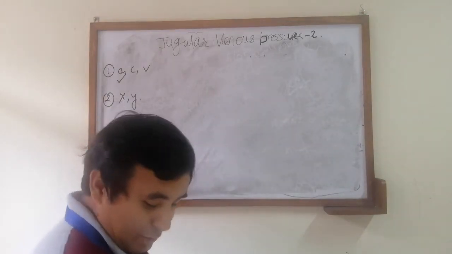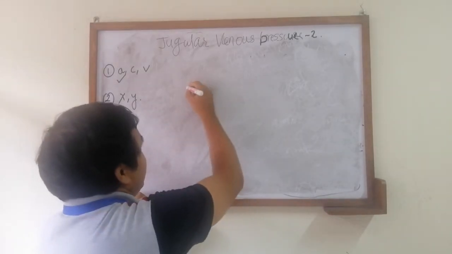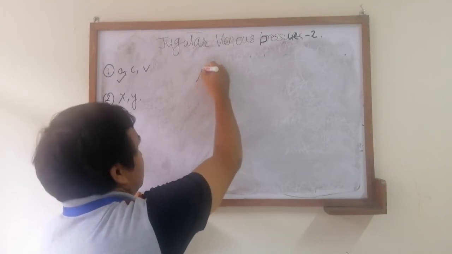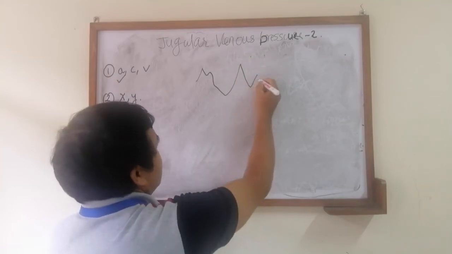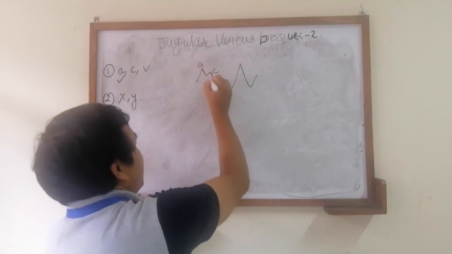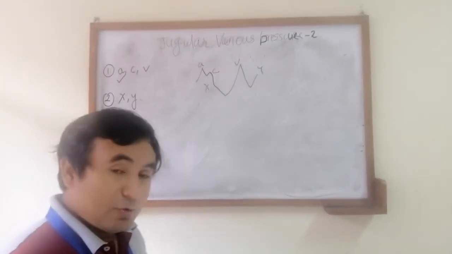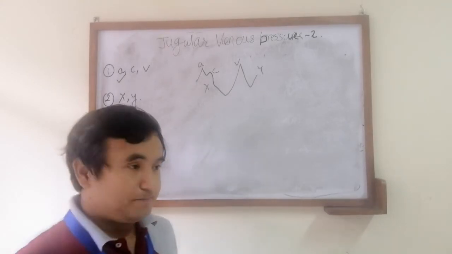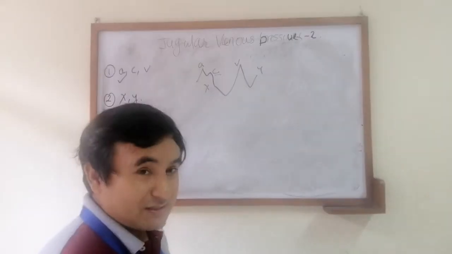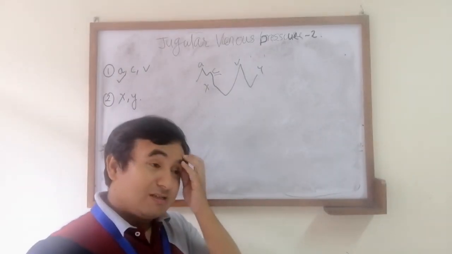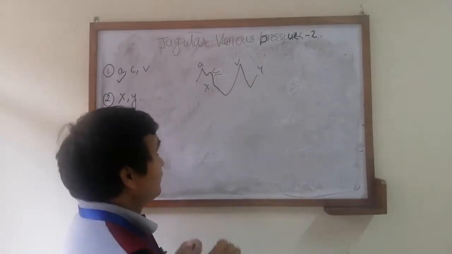Okay, similarly, after the A wave, let's think about the C wave. This is the A wave, this is the C wave, this is X, this is V, and this. Let's think about this wave. What is the mechanism of the C wave? The mechanism of the C wave is the ventricular contraction. Because of ventricular contraction, it will bulge the tricuspid valve.